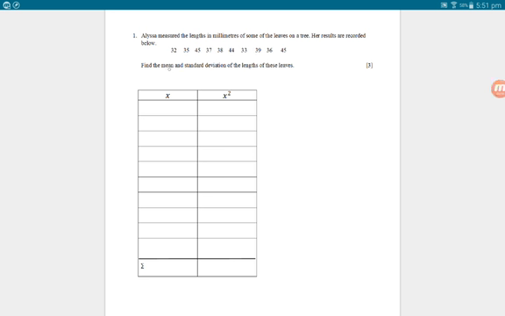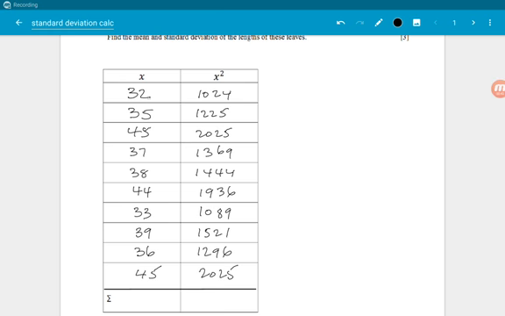In this first example, we are to find the mean and standard deviation of these 10 lengths that were determined by some experiment. So the first thing I'm going to do is write the 10 lengths in this column, and then I'm going to square each length and write the values in this column. Next, I'm going to sum the values in each of the columns.